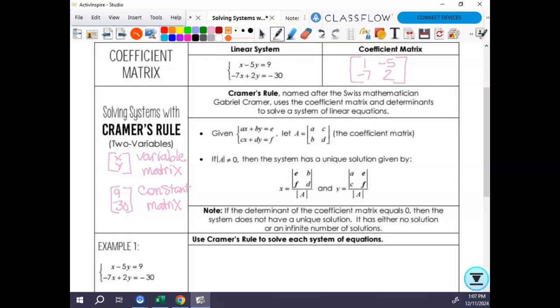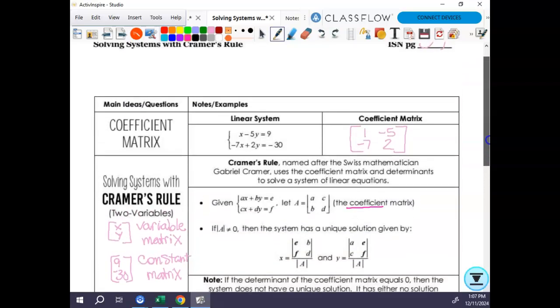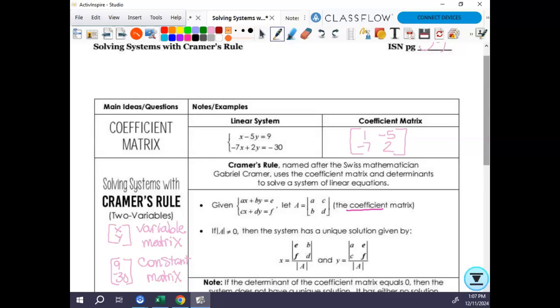So when we look at this, it says Cramer's rule, named after the Swiss mathematician Gabriel Cramer, used the coefficient matrix and determinants, which we did the other day, to solve a system of linear equations. So then here it is generalized. Instead of having numbers like we did right there, the A, B, C, and D represent our coefficients, right?